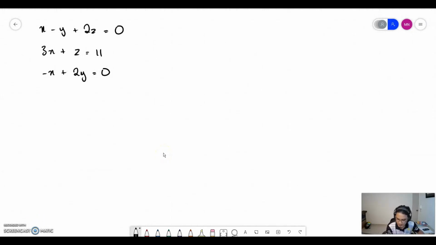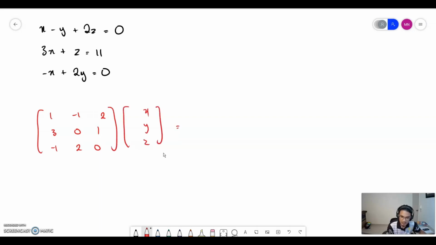Okay, so from the three linear equations, we have to form the matrix which is the AX equal to B. So it will be 1, negative 1, 2, 3, 0, 1, negative 1, 2, 0, times X, Y, Z equal to 0, 11, and 0. Okay, so this is the three linear equations in the form of matrices.